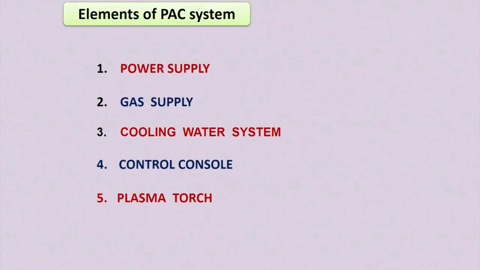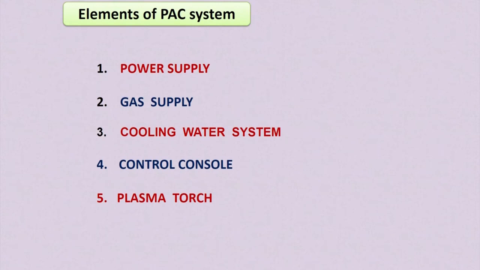These are the different elements of the plasma arc machining system. The first one is the power supply. The second is the gas supply, the plasma gas supply system. Then the cooling water system, because you have to cool down the nozzle as well as the plasma jet. And then the control console. The plasma jet or the working table may be controlled using a CNC machining system, so that any complicated contour can be cut from the workpiece material. And also the fifth element of the plasma arc system.